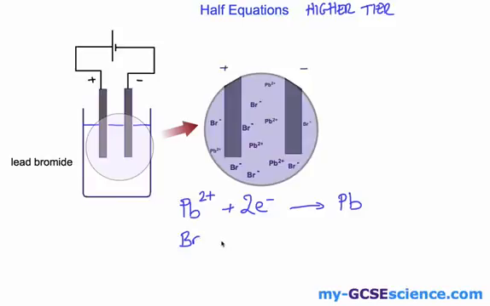bromide, and these have a negative charge, so what we do is we subtract an electron, and that gives us bromine gas. Now, the slight issue here is that bromine gas exists as pairs of atoms like that, so we have Br2, so again this is unbalanced, so we have to balance it, and in actual fact it's quite straightforward. All we do is we have 2 bromide ions reacting with 2 electrons to make our Br2. So these are 2 half equations representing what's going on in the electrolysis of lead bromide.